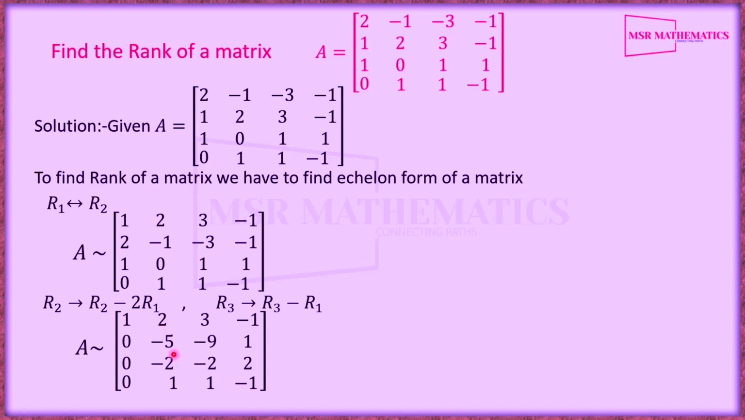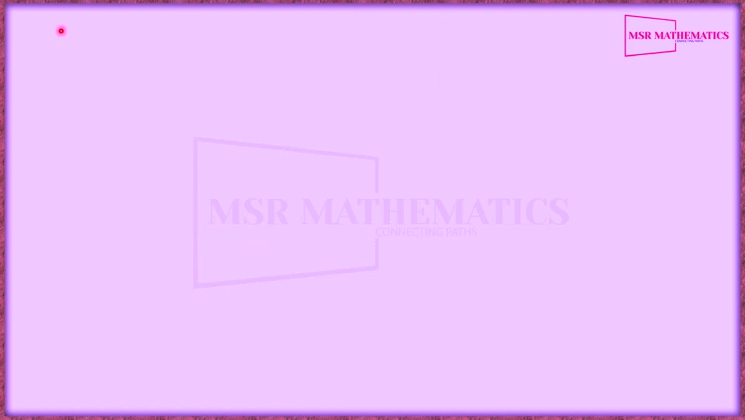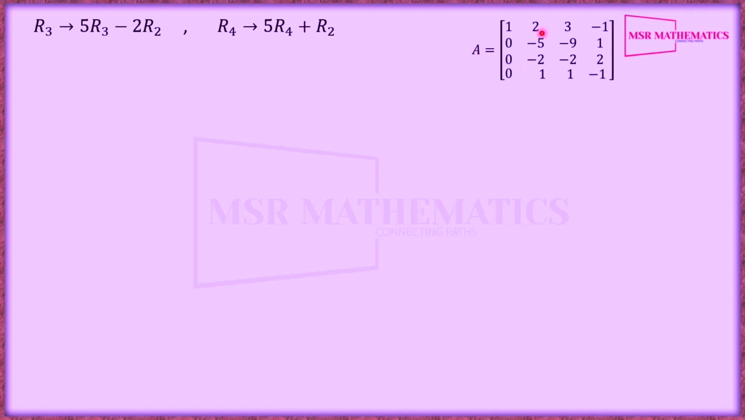Next step, we can divide this by some value to get a unity value. Next we have to make all the values below this unity value 0. For that, we take R3 as 5 R3 minus 2 R2, and R4 as 5 R4 plus R2, because the value here is -2. To obtain 0, since R2 is -5, we have to multiply by 5 for R3 and by 2 for R2.